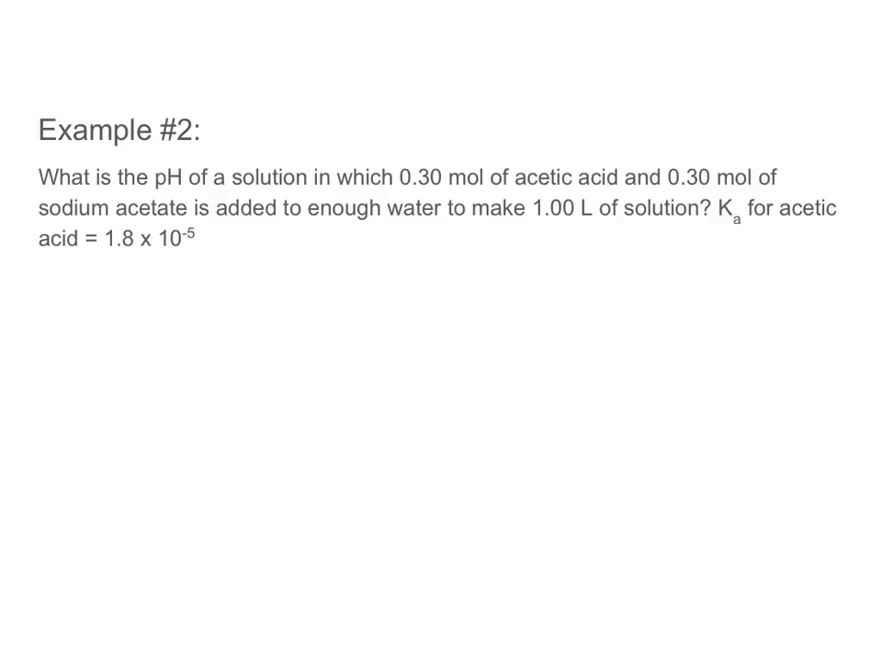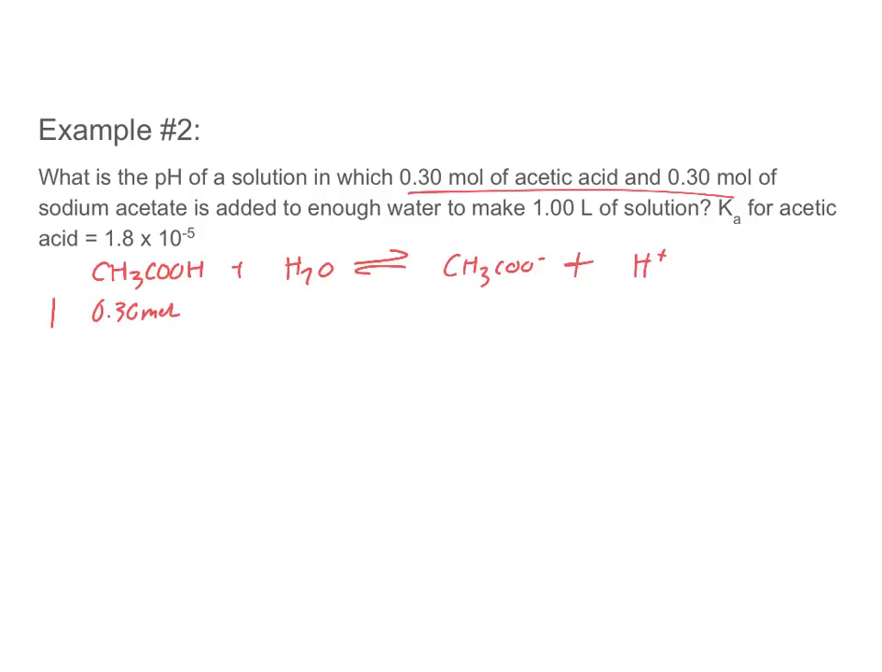Here's the thing. This system is a little bit different than the last one. In this case, we are adding sodium acetate. When I write the reaction, I still have the acetic acid being hydrolyzed to produce the acetate ion and the hydrogen ion, but we still start with the same amount of acetic acid, so this is initially 0.30 moles.